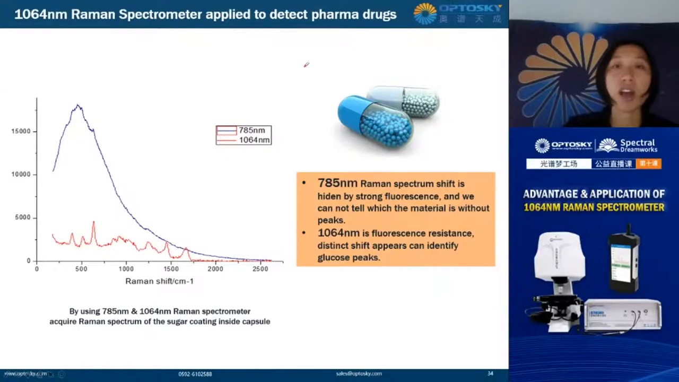We can see this is a glucose capsule, with the sugar coating inside the capsule. The 785 spectrum has a big fluorescence background, with no peaks. If you use 1064, the peaks appear in these areas. So the 785 Raman shifts are hidden by strong fluorescence and it cannot identify the material; it can be caused by mixtures of other materials. However, 1064 resists fluorescence, so it has distinct shifts and can identify the material. Yes, this is the big glucose peak.